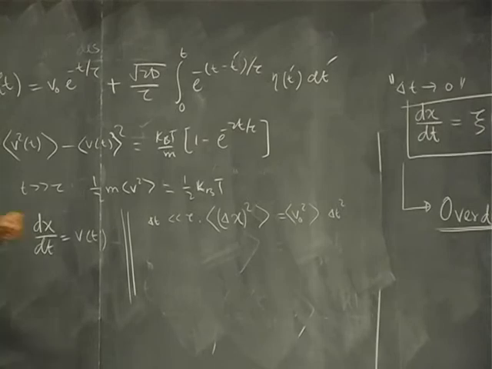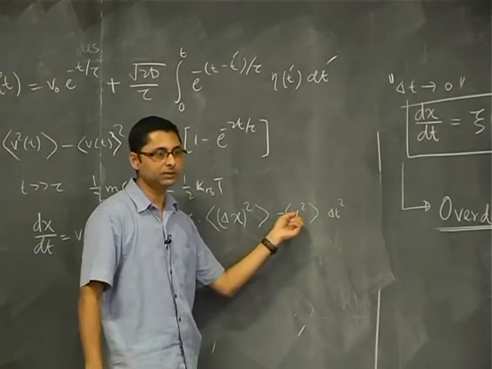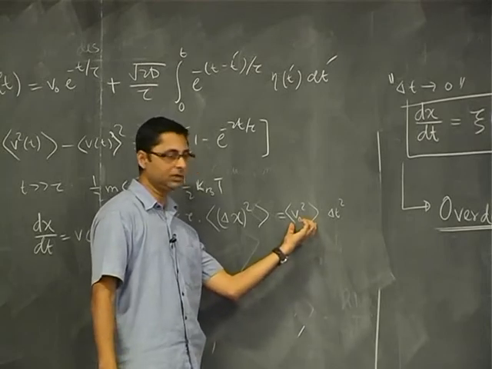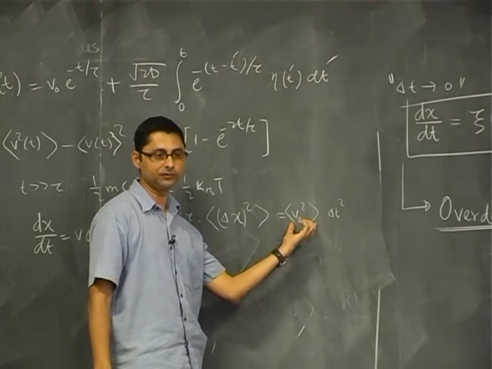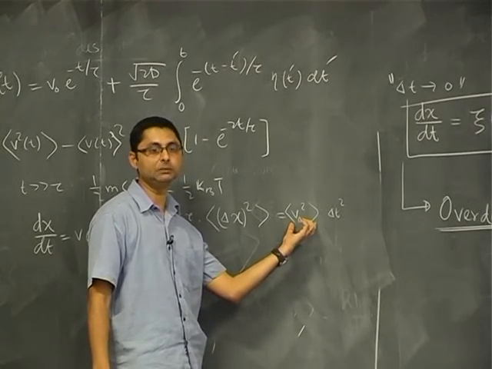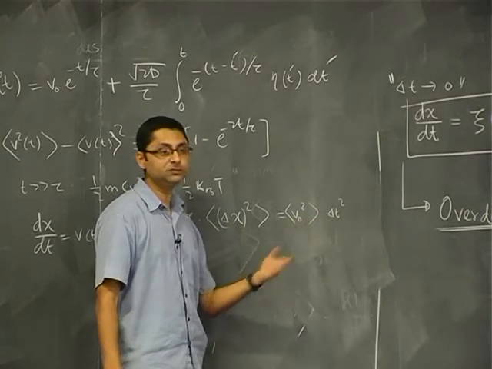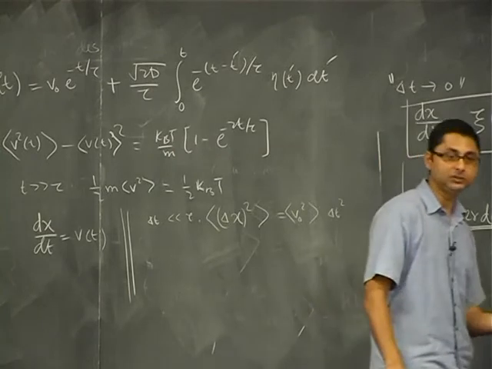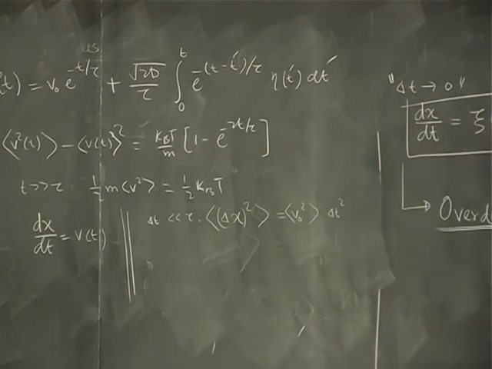So what is this average v0? This is the average with respect to the equilibrium velocity distribution, right? So this is basically given by half m v squared equal to half kBT, so this is kBT by m. So this is ballistic, right? x squared goes like t squared, which means x goes like t. So this is ballistic motion.